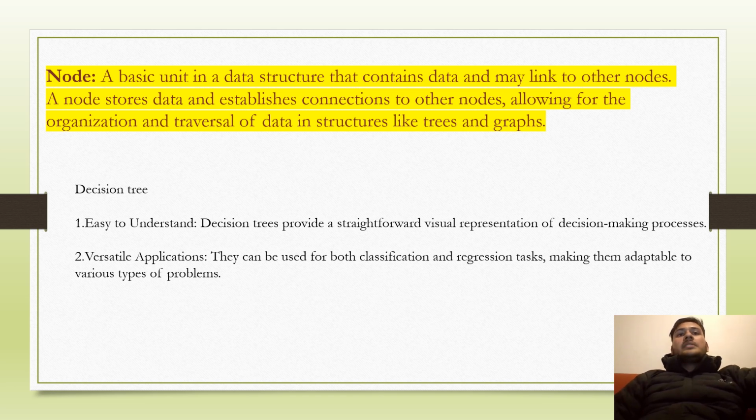So why make a decision tree? Because it is very easy to understand. It gives a straightforward visual representation of the decision making process. It is used for classification and making many problems easier to solve.